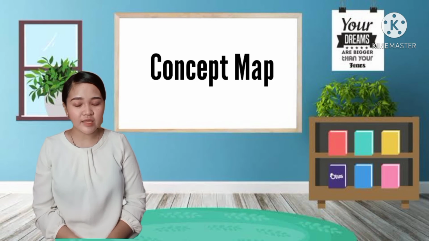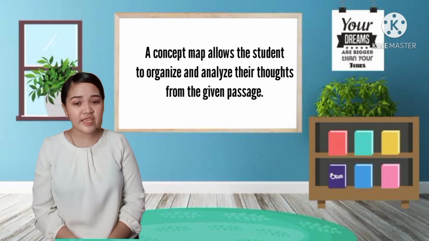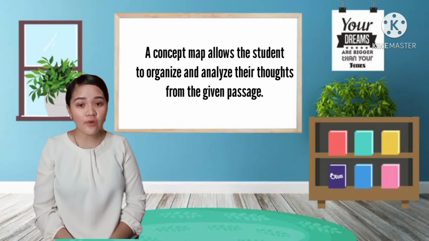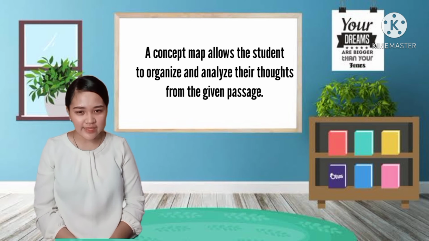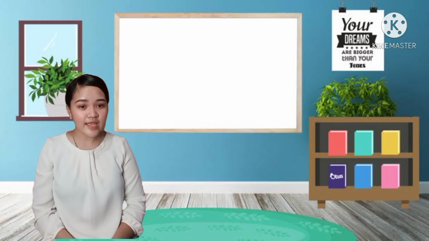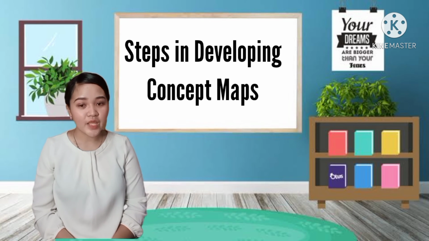The last one is what we call the concept map. A concept map is a visual representation of what you know. It helps you to organize and analyze the stories or the passage that you have read. We have here the following steps in developing a concept map.